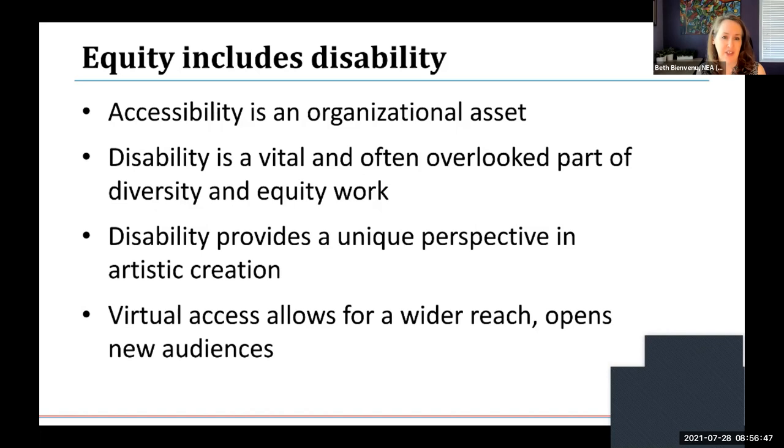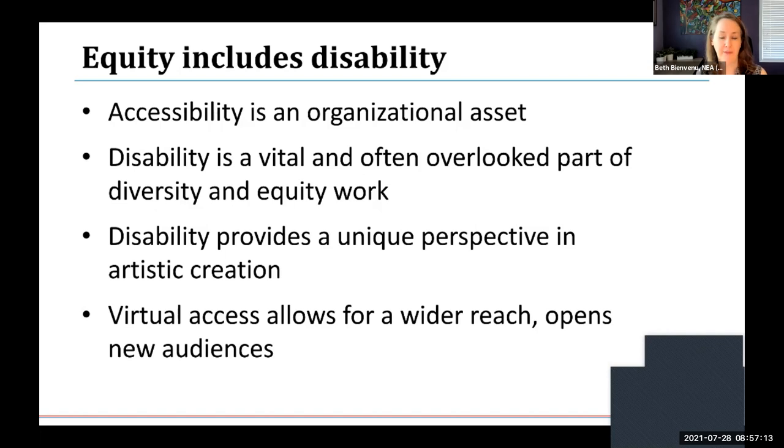So it's good for the organization to be as accessible as possible. So accessibility is an organizational asset. If you make your programs or facilities accessible to people with disabilities, it opens it up to everyone. So when you're making the case to your board, to your funders, it's good to know that it's an asset that can help you with your organizational goals.